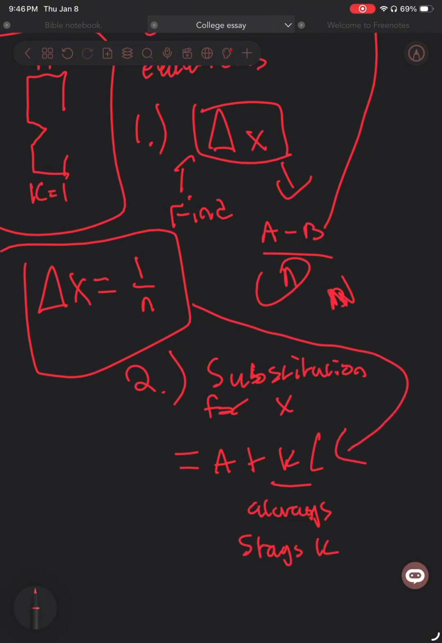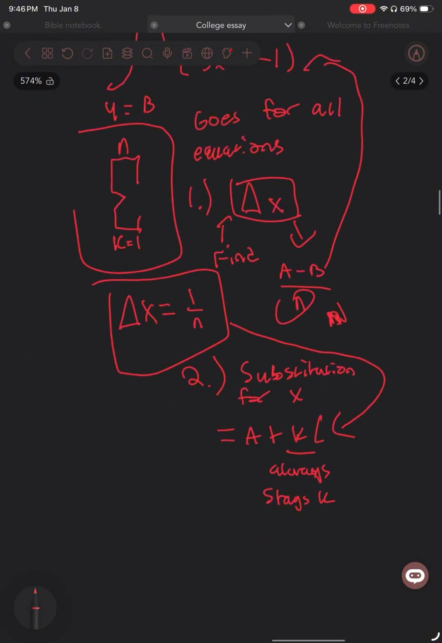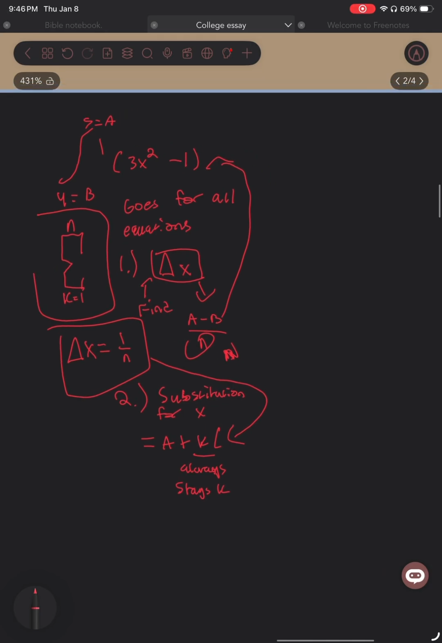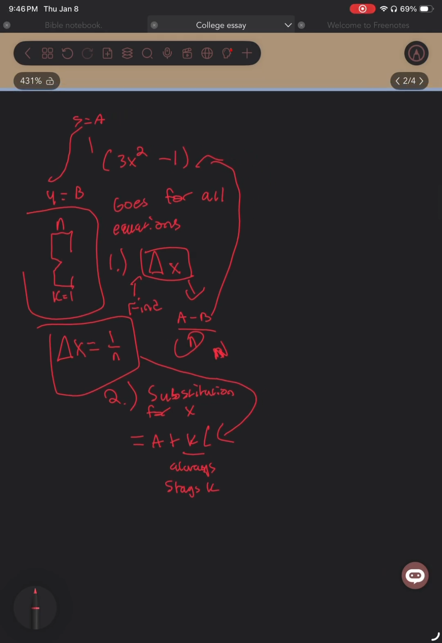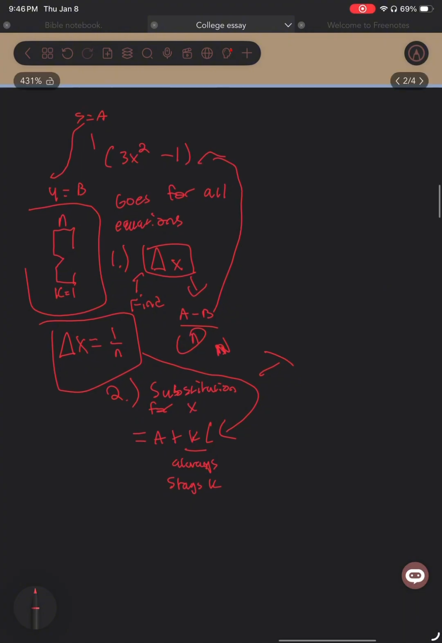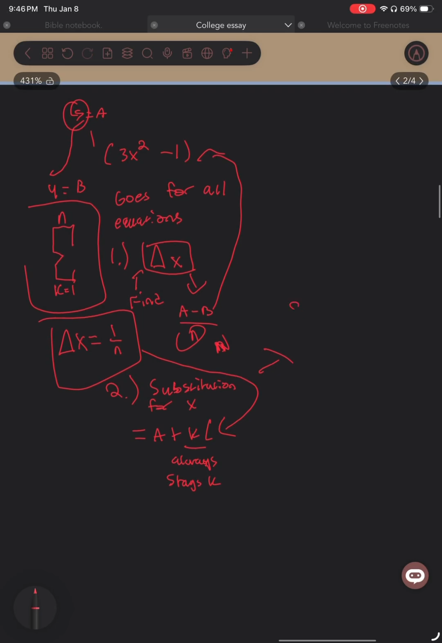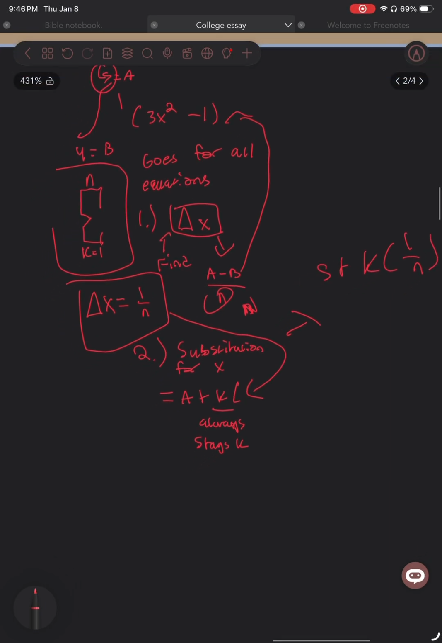So for this equation, what would step two be? A is this, so it's 5 plus k times whatever delta x is. And we know that delta x is 1 over n. And so now the third step is to put it all together.